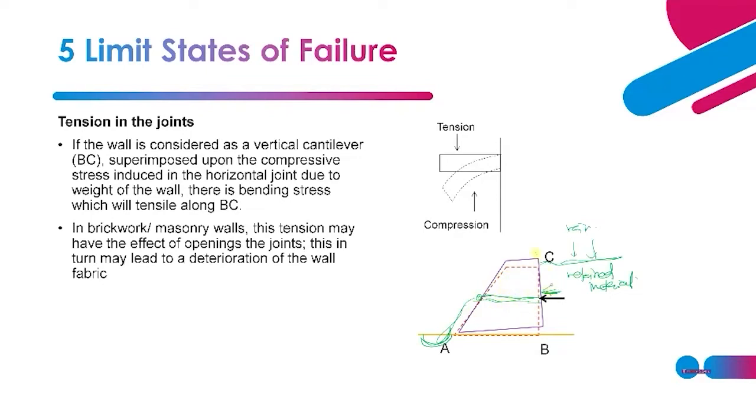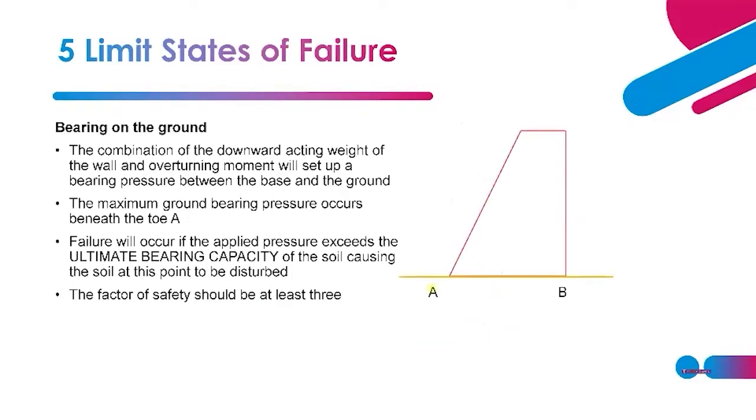This one is acting on the retaining wall. And then you have openings where there are joints. The masonry wall is also joined using mortar and so on, so it will lead to deterioration of the wall fabric. And we have bearing on the ground.